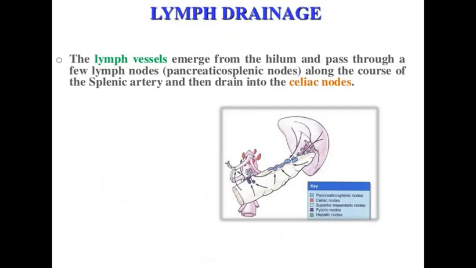The lymphatic drainage is ultimately into the celiac group of nodes, okay, but it travels via a group of a few nodes along the course. These nodes are known as pancreatico-splenic nodes, which lie along the whole course of the splenic artery, right? This is the whole way of the splenic artery, so along this same route we will find a group of small nodes, that are the pancreatico-splenic nodes, and these pancreatico-splenic nodes will ultimately drain into the celiac group of nodes, right? The red ones are the celiac nodes.